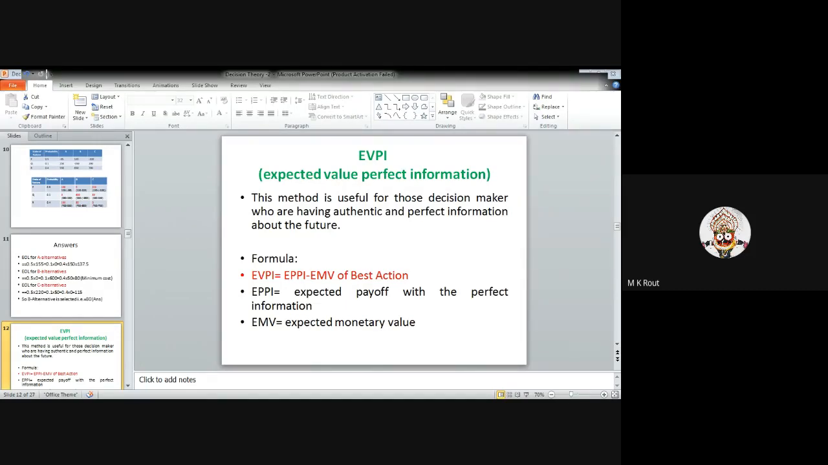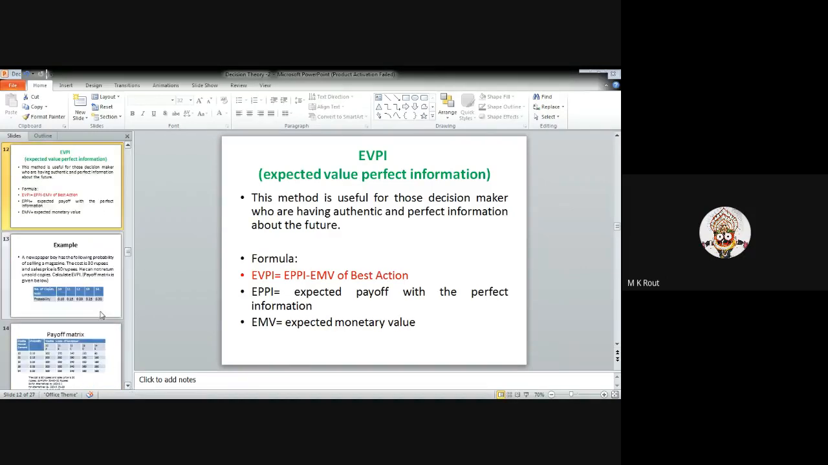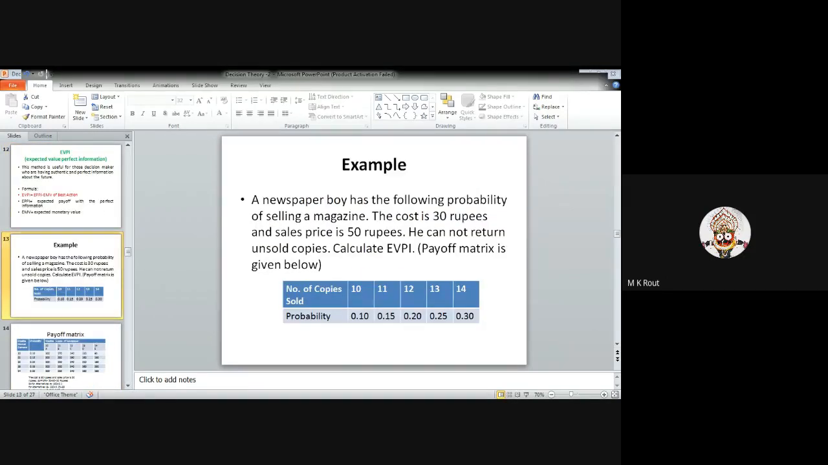Did you finish? Yes, sir. Okay. Let's move to solve an example. Try to read this particular example.